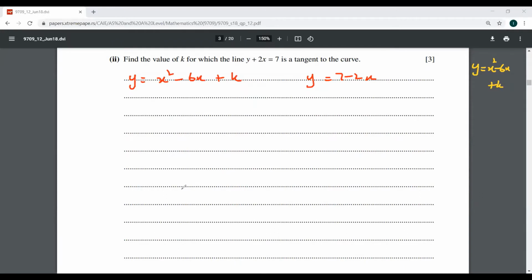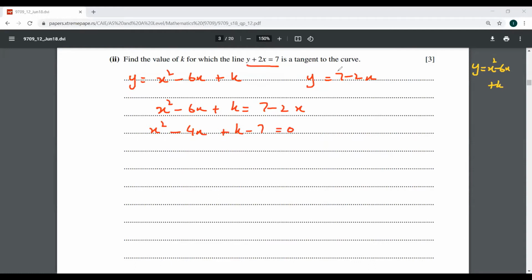So you will be starting like we start when we solve them simultaneously. We'll be equating them: x squared minus 6x plus k is 7 minus 2x. This is x squared minus 4x plus k minus 7 equal to 0.